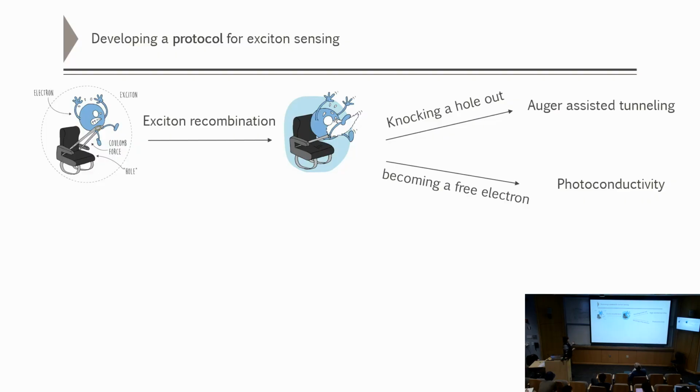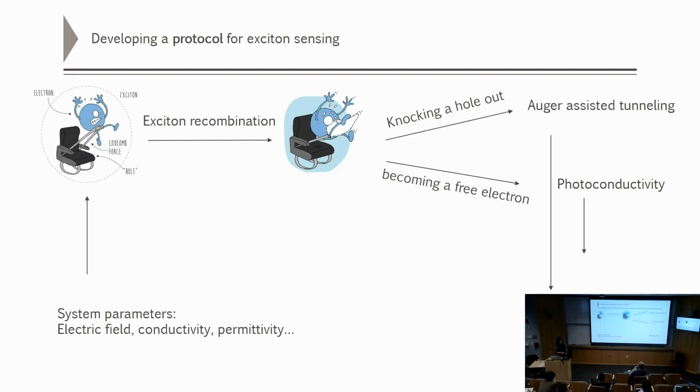And another thing you can do is that the electron just becomes a free electron, and that will conduct, and that's photoconductivity. So both processes, one changes the carrier density, the other changes the conductivity, and would give rise to changes of that map. And that results in our so-called optically coupled microwave impedance microscopy signals.